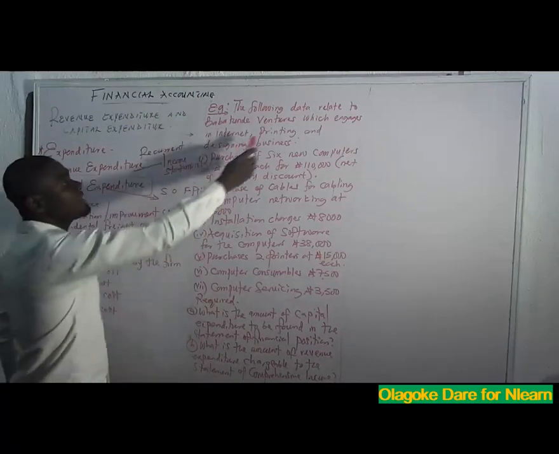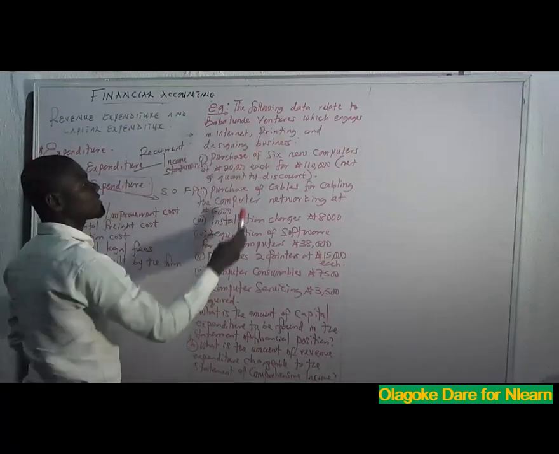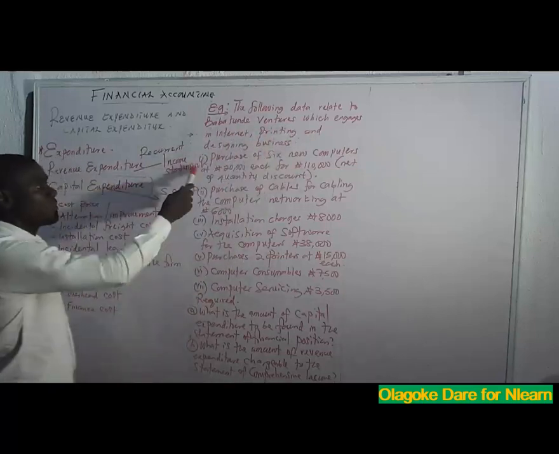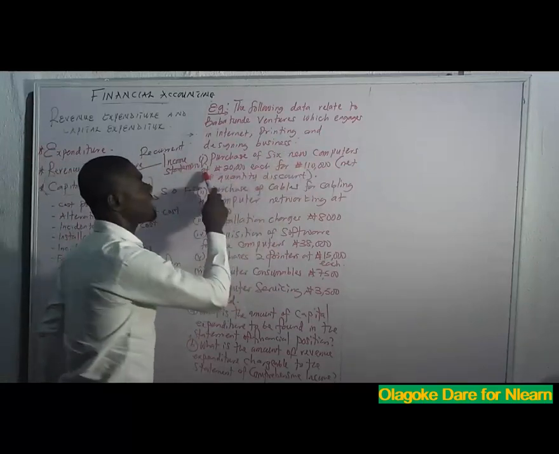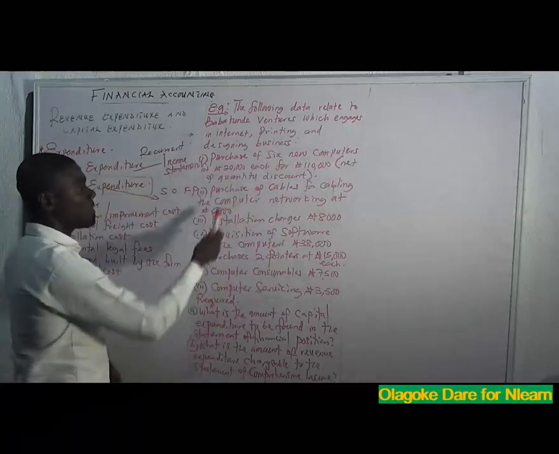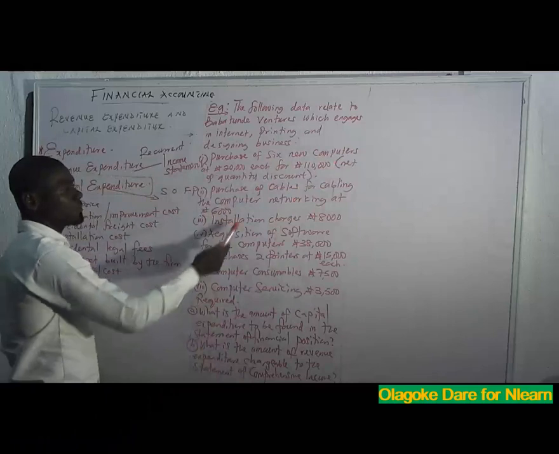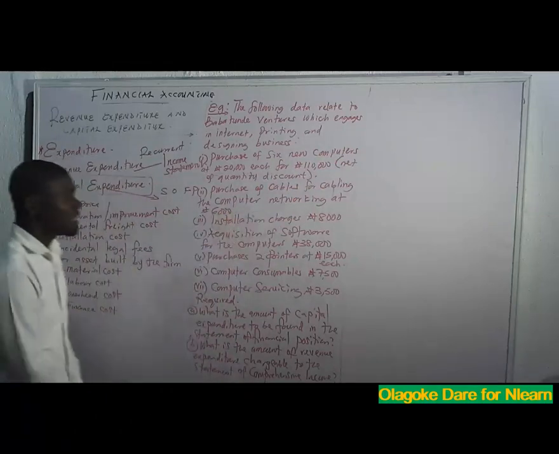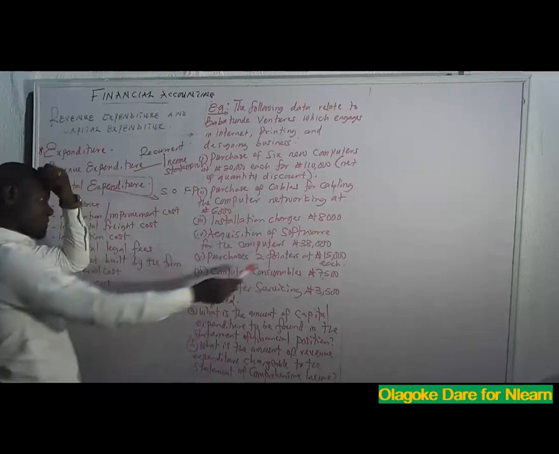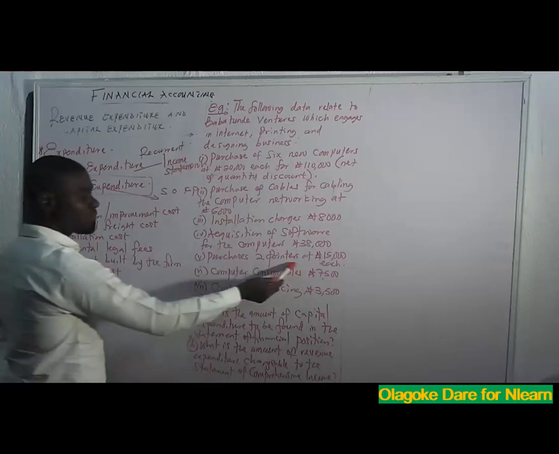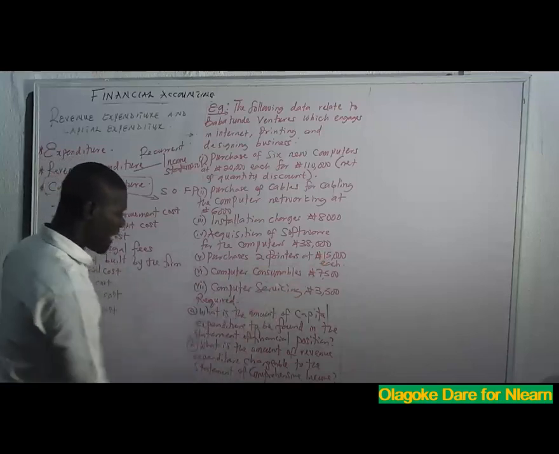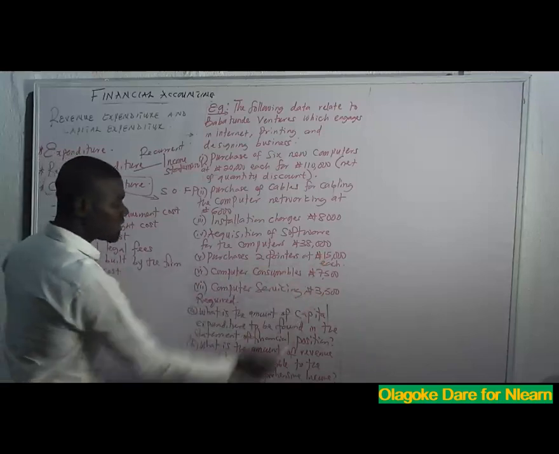Look at this. The following data relate to Babatunde Ventures, which engages in internet printing and designing business. Number one, we have purchase of 6 new computers at 20,000 each for 110,000. There's a net discount. Purchase of cables for cabling the computers, networking 6,000. Installation charges 8,000. Acquisition of software for the computers 38,000. Purchase of 2 printers at 15,000 naira each. Computer consumables 7,500. Computer servicing, which is 3,500.